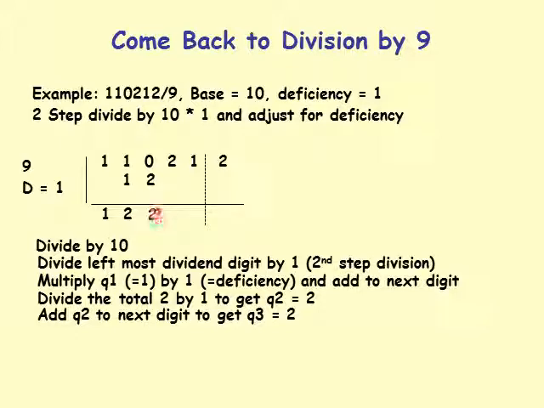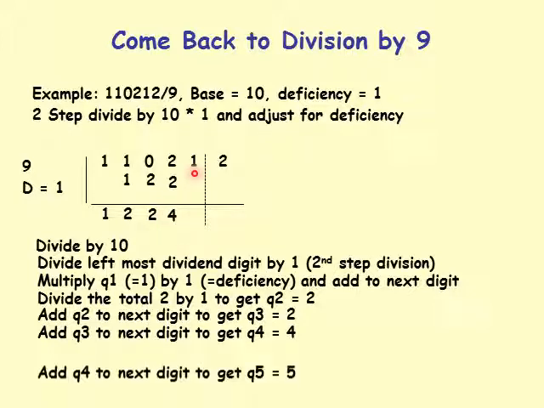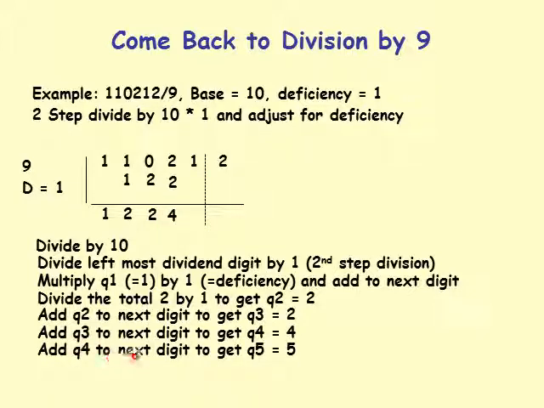Next quotient digit is also 2. So I'm going to add this 2 to the next digit. Add q3 to the next dividend digit to get 2 plus 2 is 4, and the same is quotient. That's my next quotient digit. And now I'm going to add this quotient digit to the next dividend digit. Add q4 to the next dividend digit. So 4 plus 1 is 5, and I get a quotient of 5.